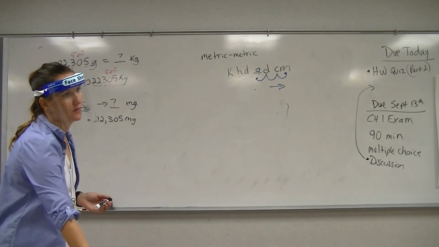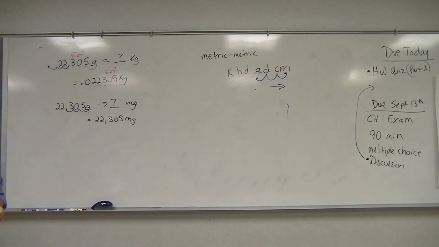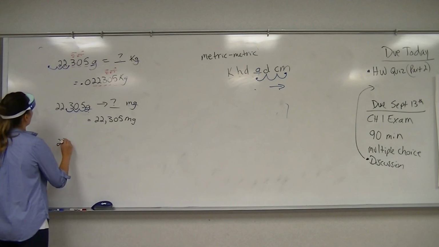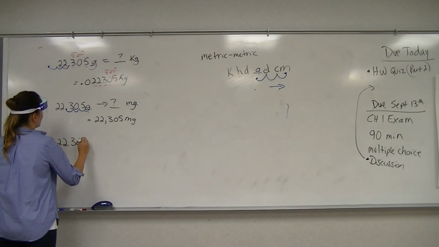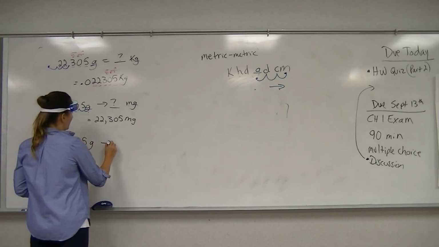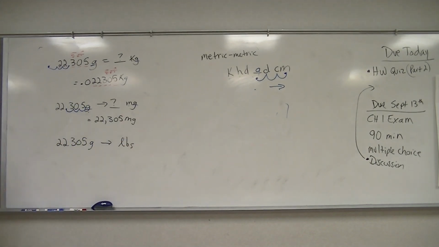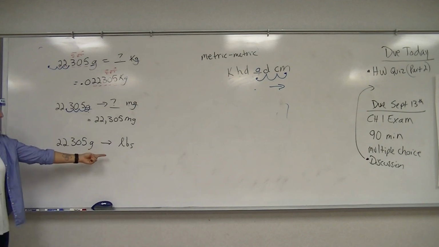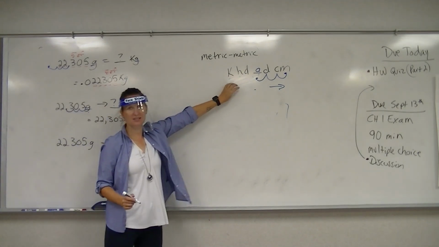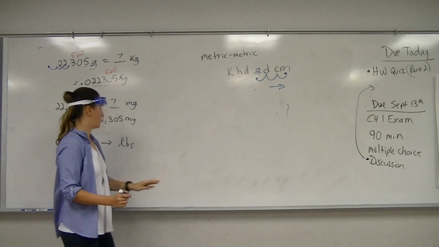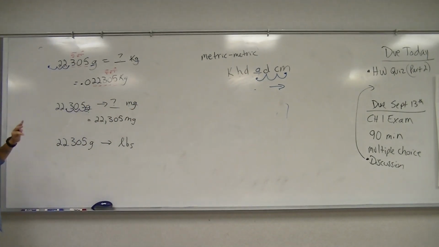Do you have any questions so far? I don't want to go too fast, but I also want to do as many as I can. Okay, so let's take this number yet again and go to pounds. So this time, no letter in common. Okay, I can't use this scale anymore. I can't just move the decimal. I need to find a conversion factor from my tables that works.